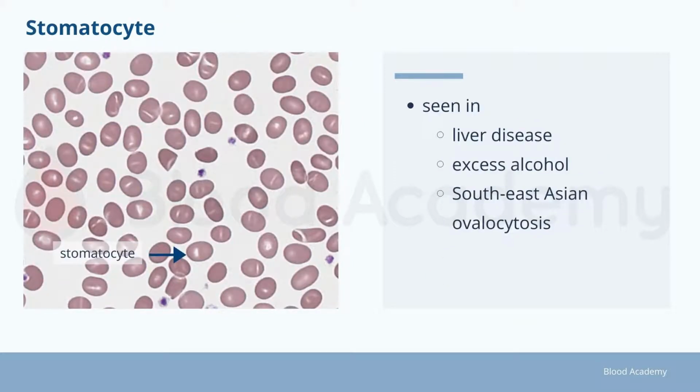In a stomatocyte, the normal central pallor of the red cell is replaced by a slit-like shape. It is seen in liver disease, excess alcohol intake, and in the rare red cell membrane disorder, Southeast Asian ovalocytosis.